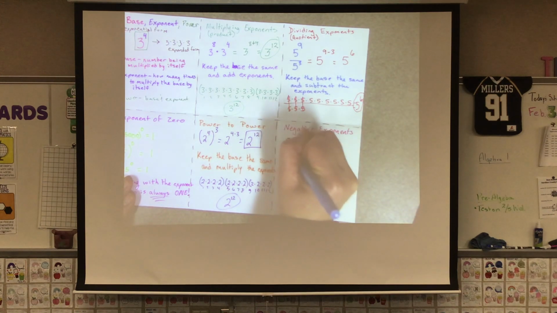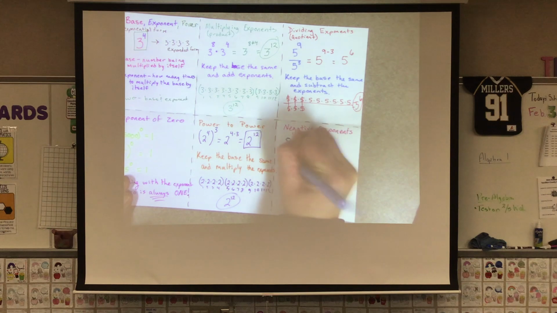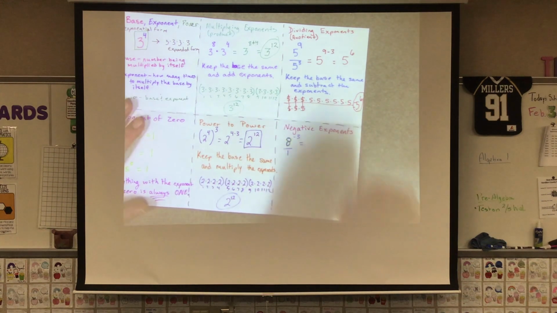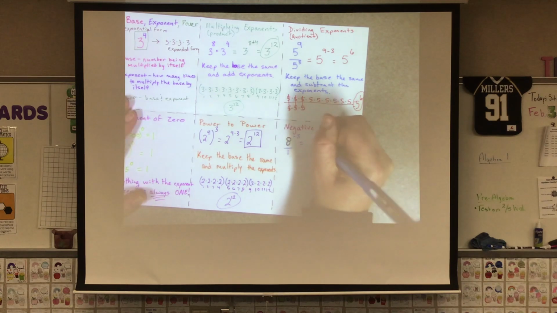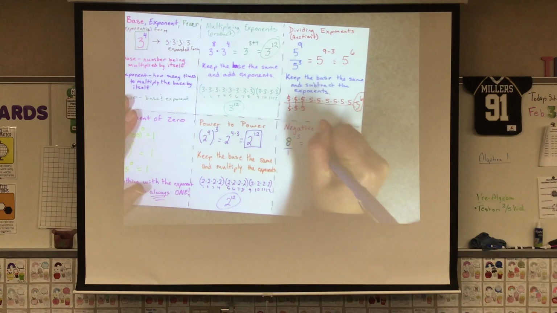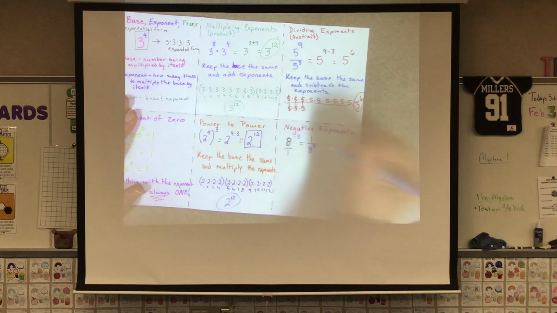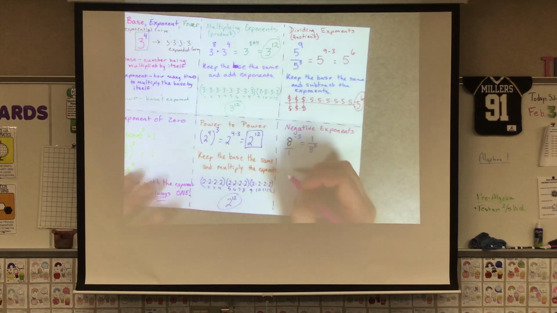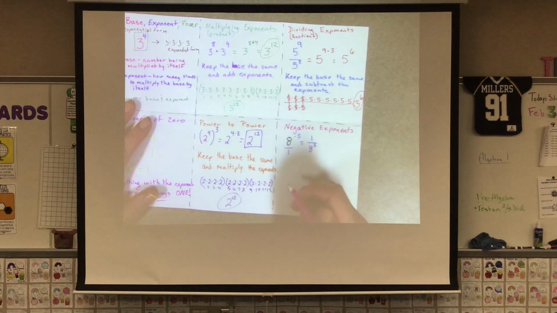Right now this is technically 8 to the negative 3rd over 1. So what we're going to do is flip it. It's called a reciprocal. We learned about that when we divide by fractions. So this would become 1 over 8, and then it would become to the positive 3rd. Now I'm going to go ahead and write out another example here.